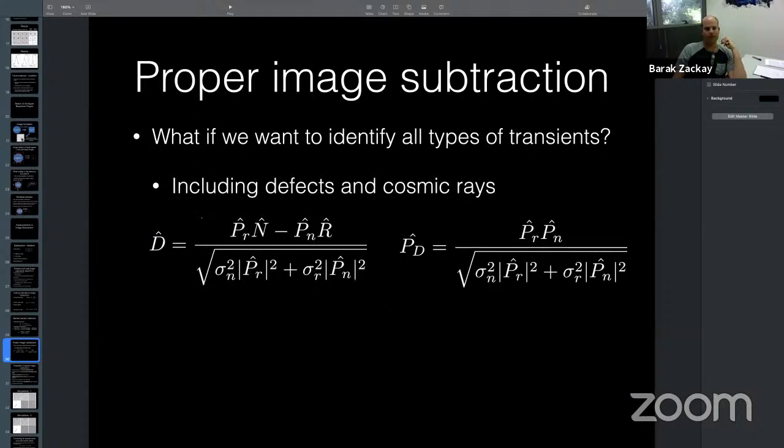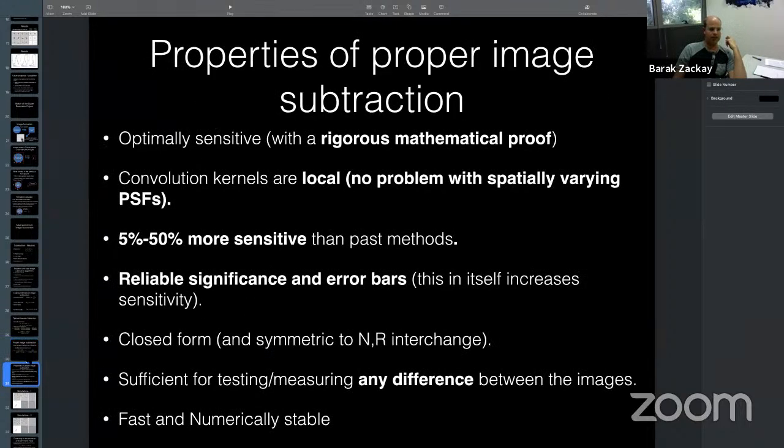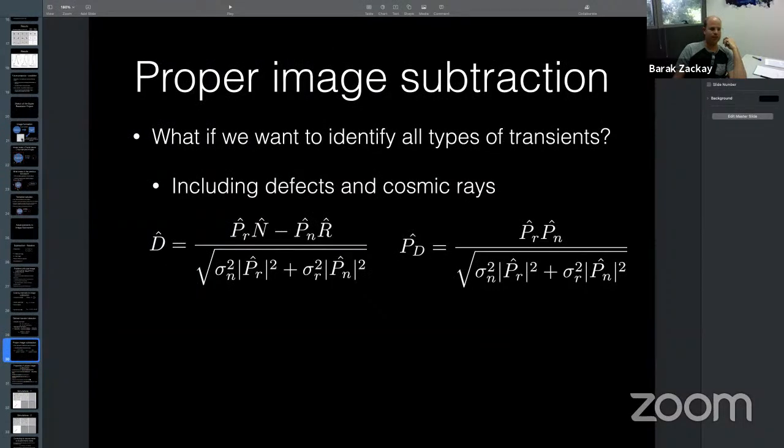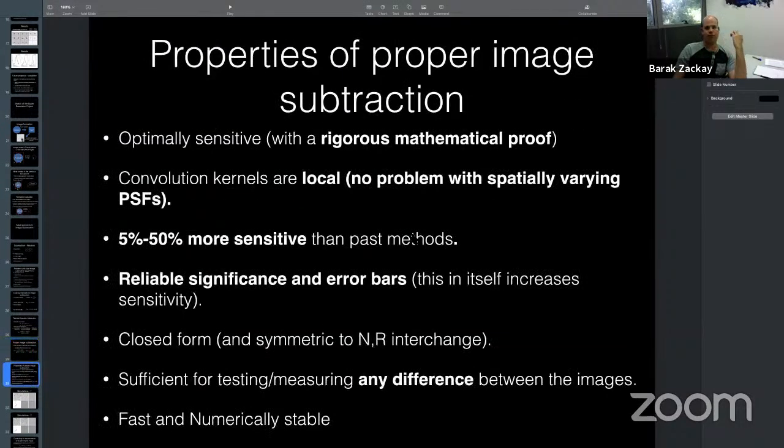So basically the solution is simple. If I was a genius, I would have been able to think about it in advance, but I was not. And this is the solution. This is the image, the proper image subtraction. And what are the properties of it? So it's optimally sensitive with a rigorous mathematical proof.